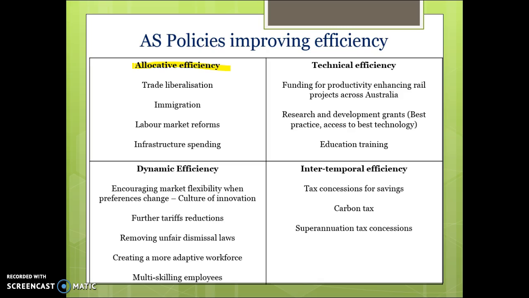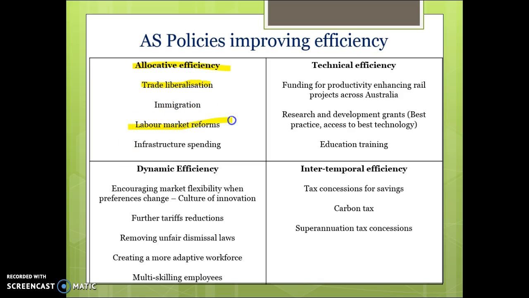The best ones to talk about, in my opinion, is trade liberalisation. Trade liberalisation encourages firms to specialise in areas of comparative advantage. So by exposing us to greater foreign trade, by removing tariffs and other barriers to trade, it encourages specialisation in areas of comparative advantage, which then allows us to increase our output per unit of input. It allows for lower prices, and it allows for increased access to goods and services, which all helps to boost allocative efficiency. Immigration, you could talk about potentially.